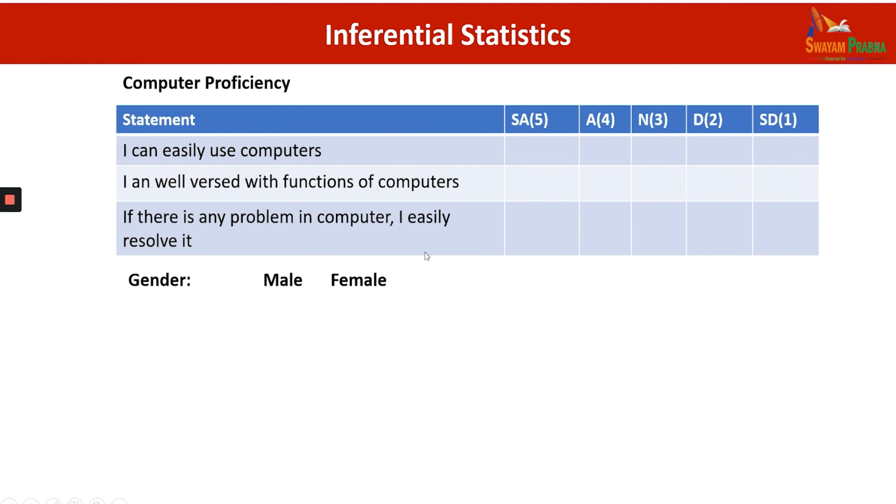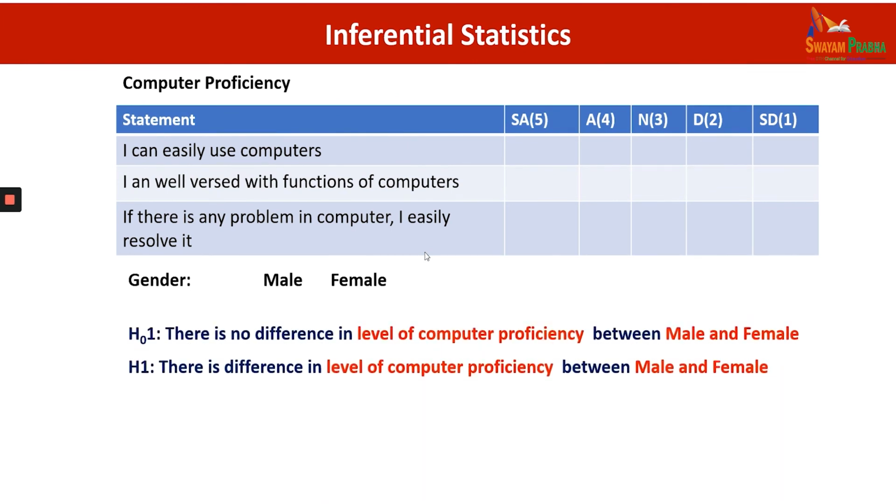So the very first thing I want here is to frame the hypothesis. What will be the hypothesis? My null hypothesis I can frame like this: there is no difference in the level of computer proficiency between male and female. And how will this computer proficiency be measured? It will be measured by taking the average of all these three statements. And of course, we have the independent variable, it is a categorical variable, and that we have already measured here.